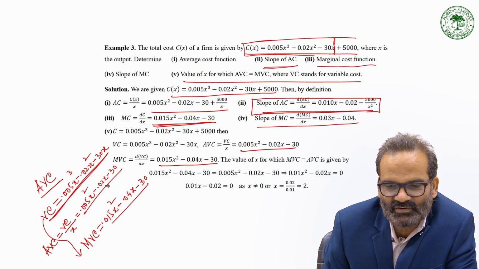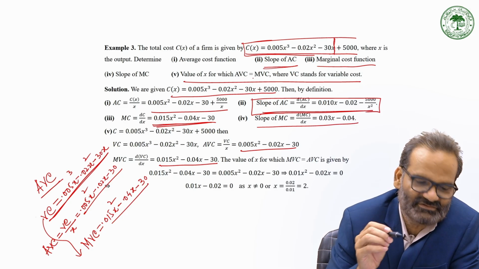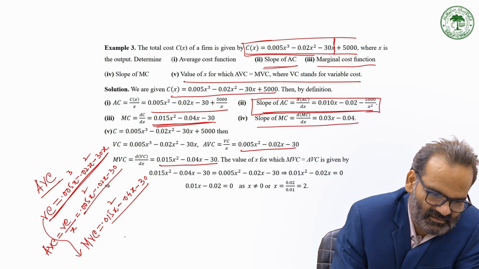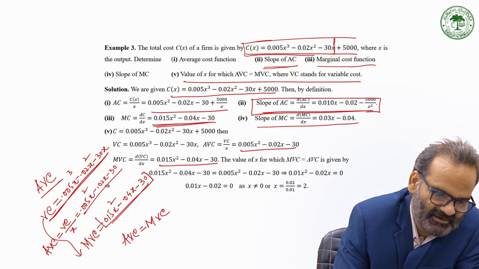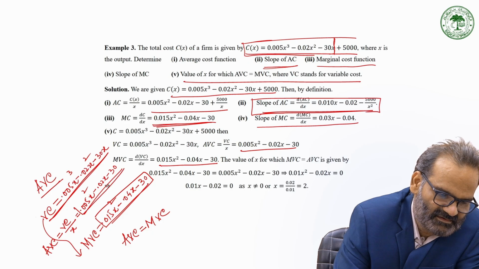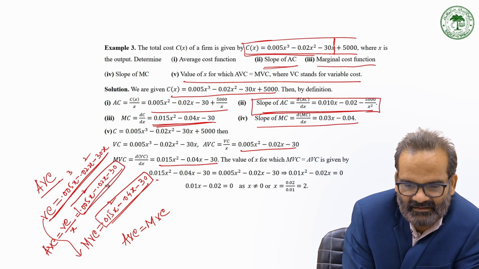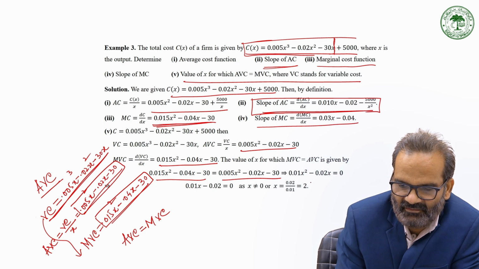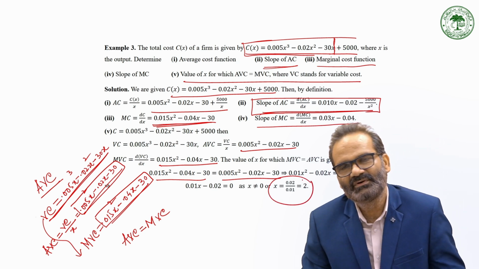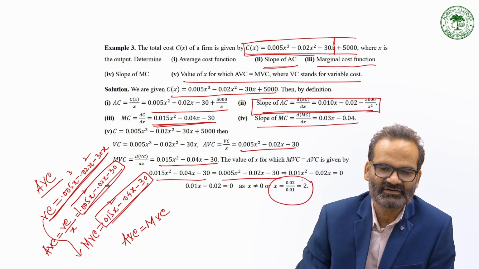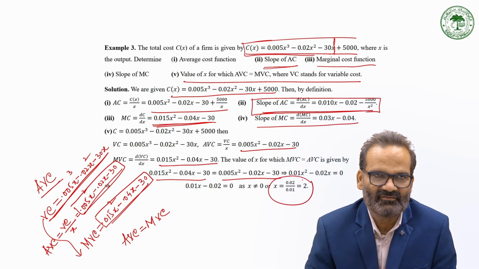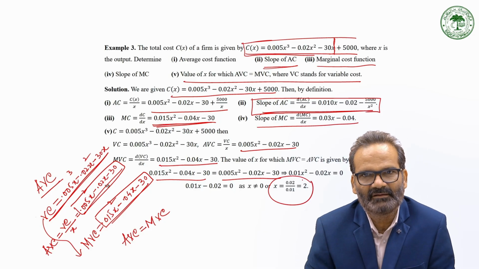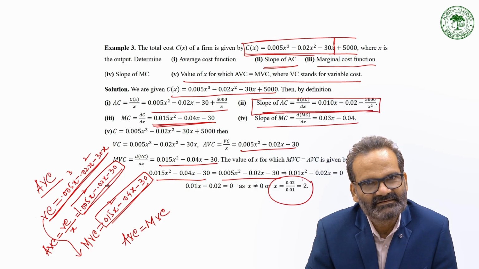And what is given in the question? Average variable cost should be equal to marginal variable cost. So AVC equals MVC means this quantity should be equal to this quantity, right? See, this is equal to this. Simplify these two, you will get the value of x as 2. It means if the output is 2, then the firm's average variable cost and the marginal variable cost both will remain the same.